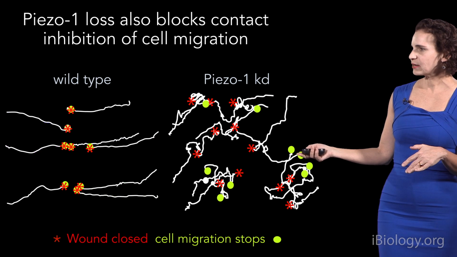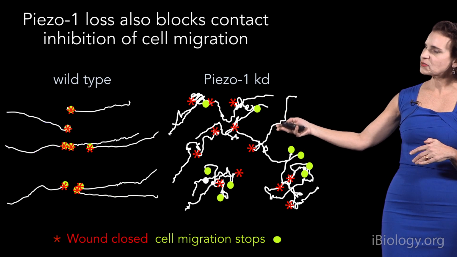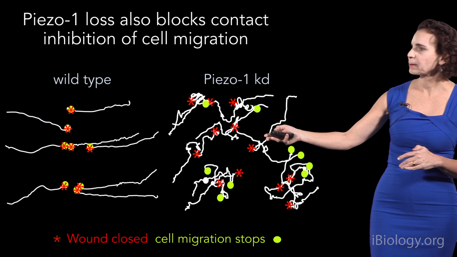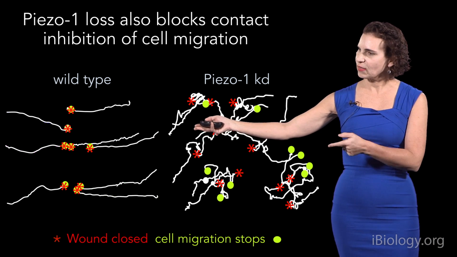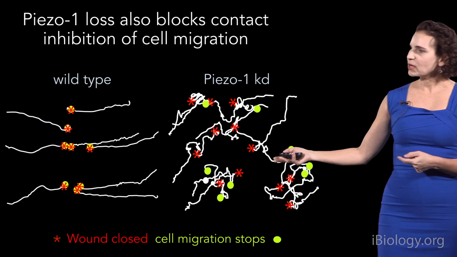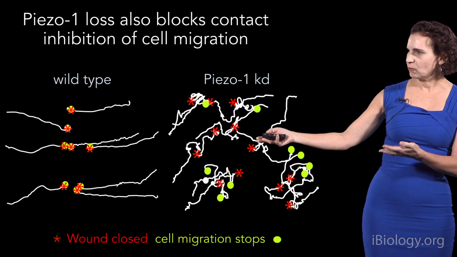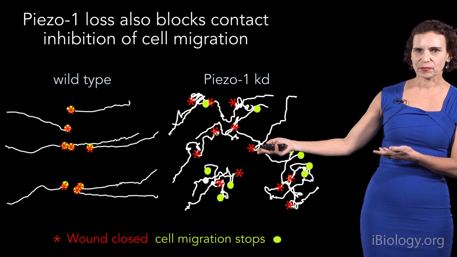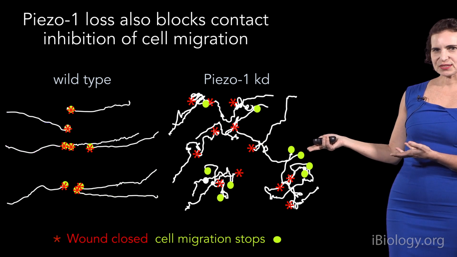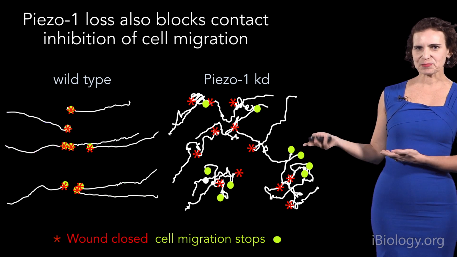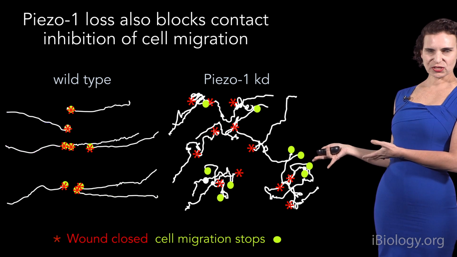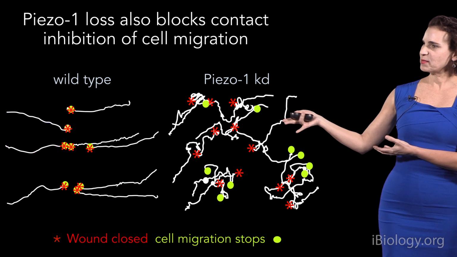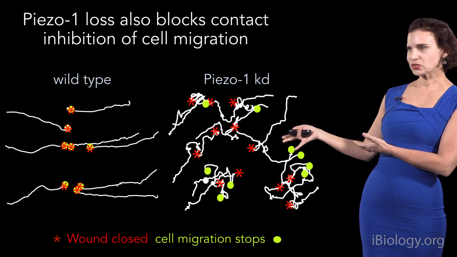And this can be seen better when we track just a few cells in the monolayer. The wild type cells stop at the same time that the wound closes, but the cell migration carries on well after the wound closes in the piezo knockdown. So this was confusing, but it was sort of interesting in going back to these ideas of contact inhibition of migration and contact inhibition of cell division, that maybe piezo could be controlling these two activities.